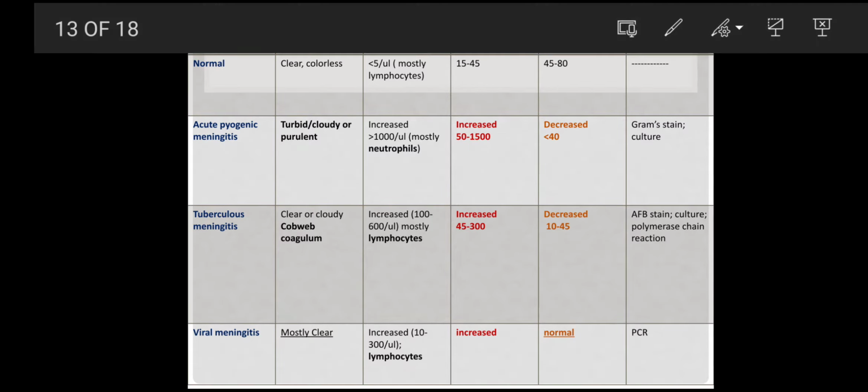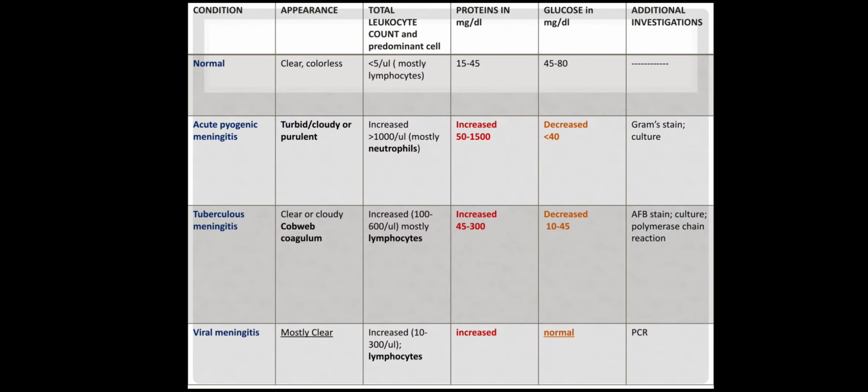Now this is the table stating the differences in the CSF examination of the various types of meningitis. In case of acute pyogenic meningitis, the CSF appearance is turbid or cloudy or sometimes purulent. Normally, I told you that CSF is clear, but in acute pyogenic meningitis, it will be cloudy or even purulent.